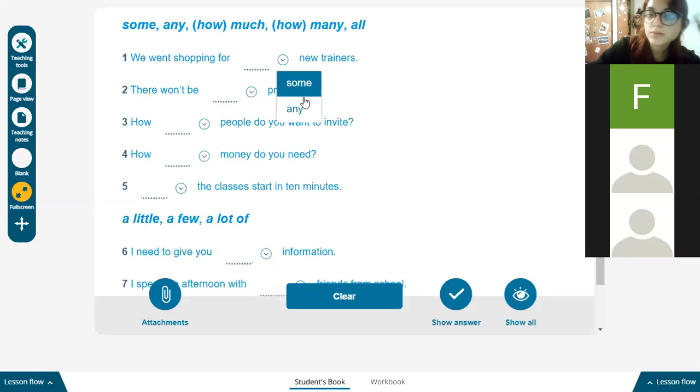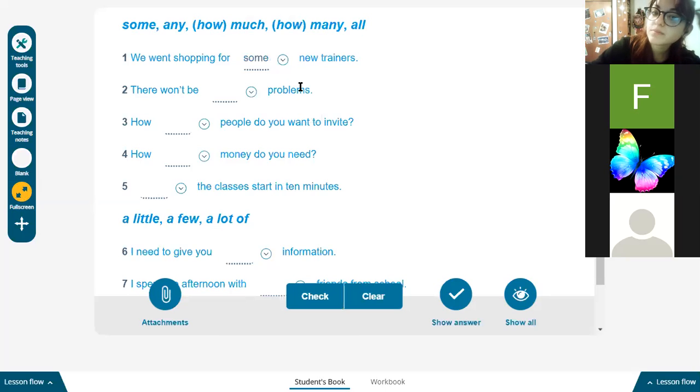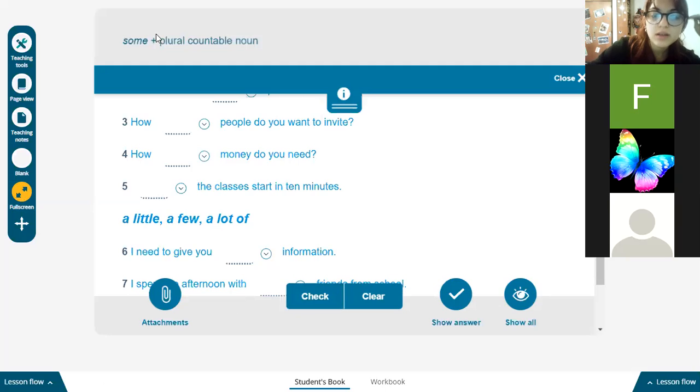Why some? Because it's a positive sentence. Good. Very good. Some goes with plural countable nouns and also with positive sentences.